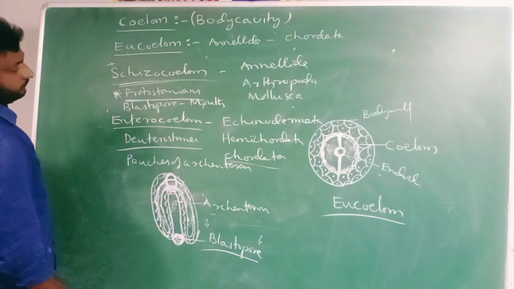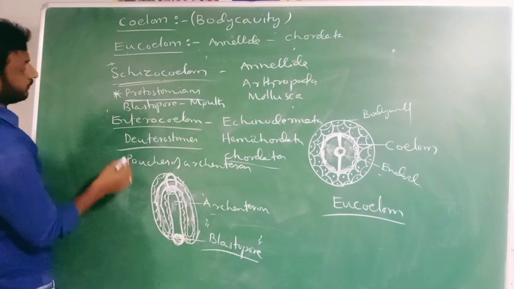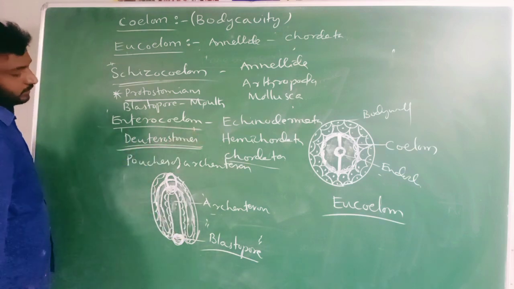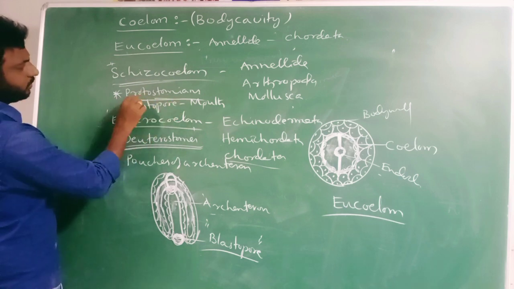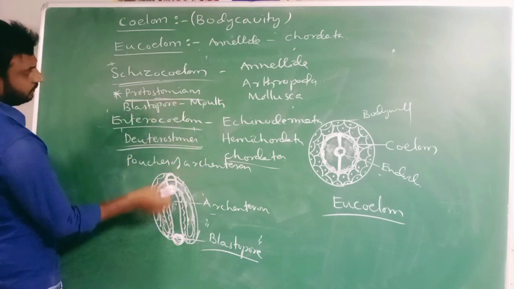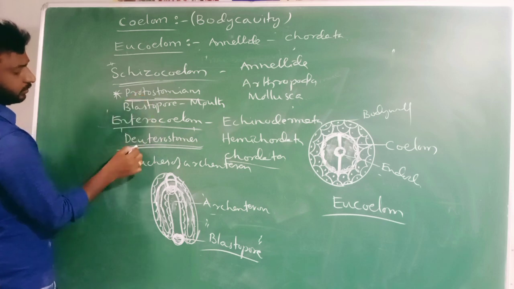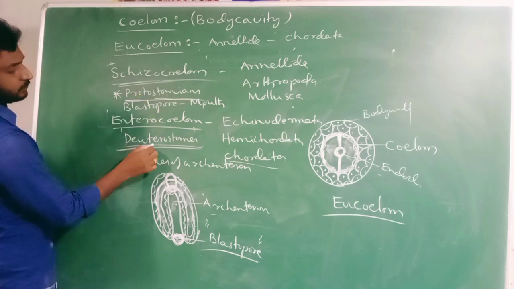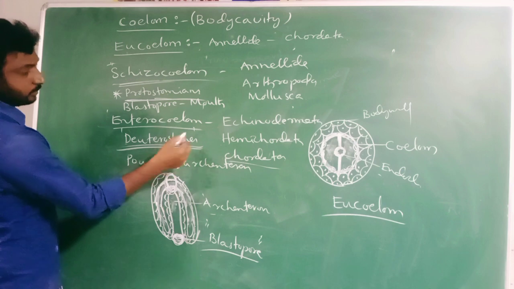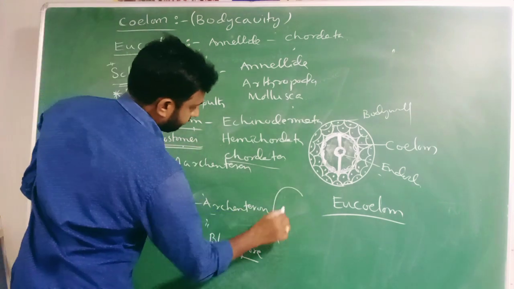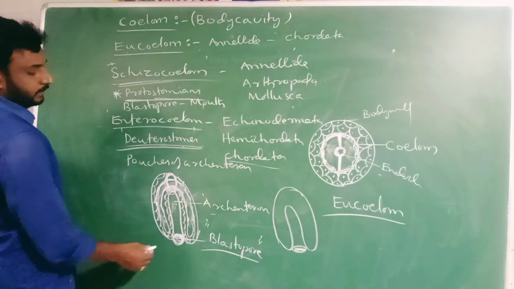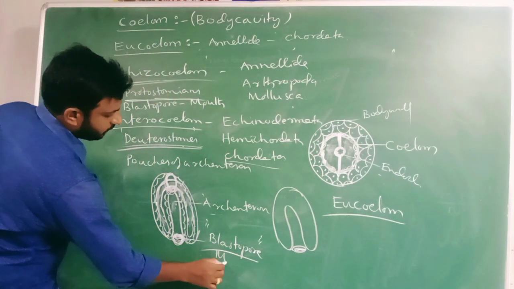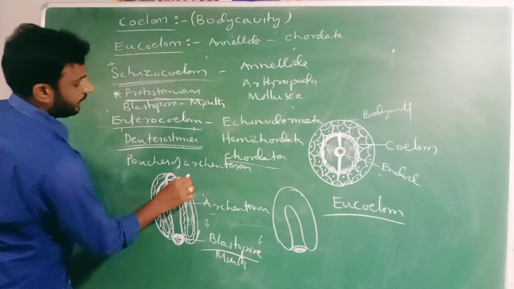Next, deuterostomians. Proto means first, stoma means mouth. In protostomia, the mouth is formed first from the blastopore. Deuterostomia: deuteron means secondarily, stoma means mouth, so the mouth is formed secondarily. In protostomians, the blastopore gives rise to the mouth and the anus is formed later.